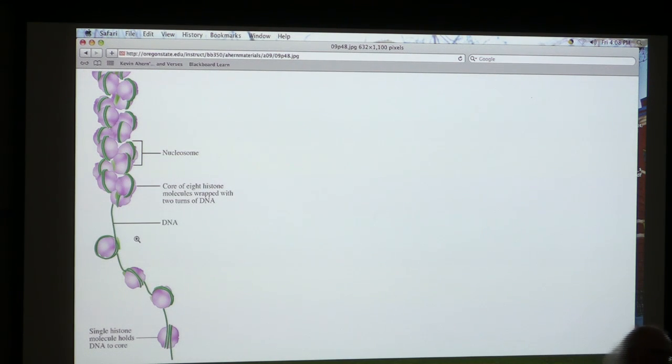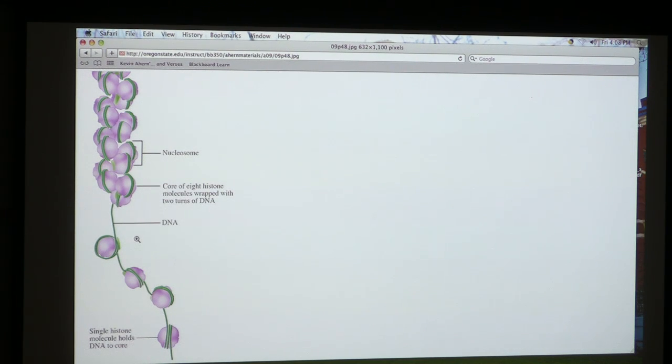Those 8 proteins are 2 copies each of 4 identical proteins. So there are 2 copies of a protein known as H2A, 2 of H2B, 2 of H3, and 2 of H4.